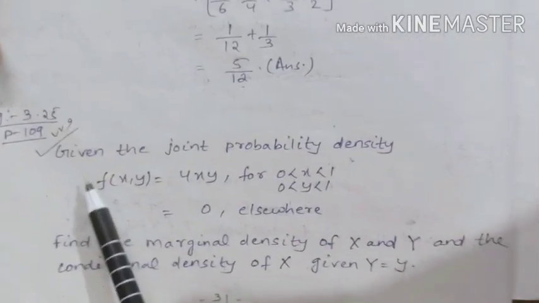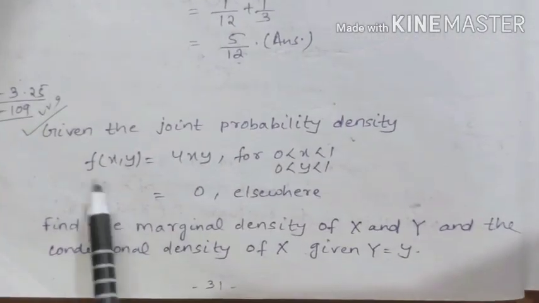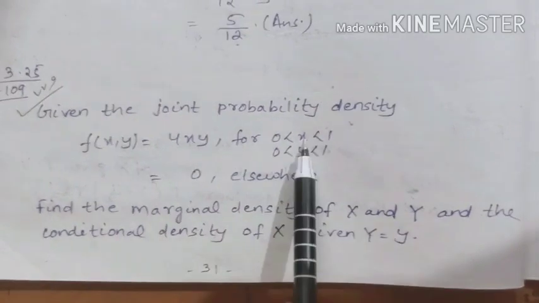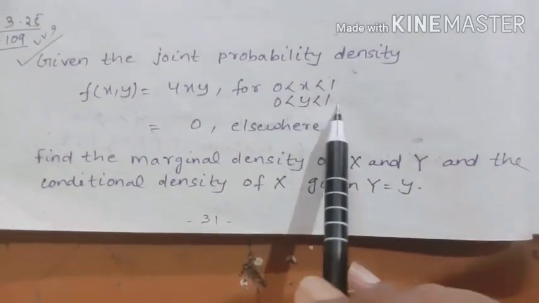A simple example we have to take. Given the joint probability density function f of x, y equals 4xy, where x lies between 0 and 1 and y lies between 0 and 1.